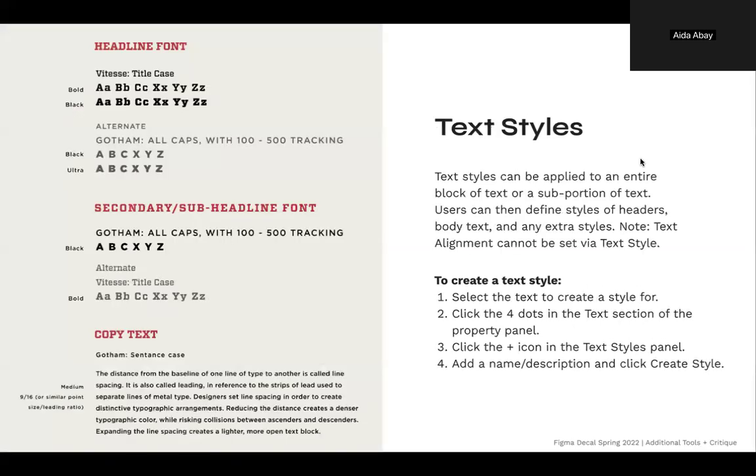This is pretty similar to the text style, so it can be applied to an entire block of text or a sub portion of text. So users can then define styles of headers, body text, and any extra styles. But note that text alignment cannot be set by a text style. So to create a text style, you select the text you want to create a style for, click the 4 dots in your design panel, and then click the plus icon and name and describe it.